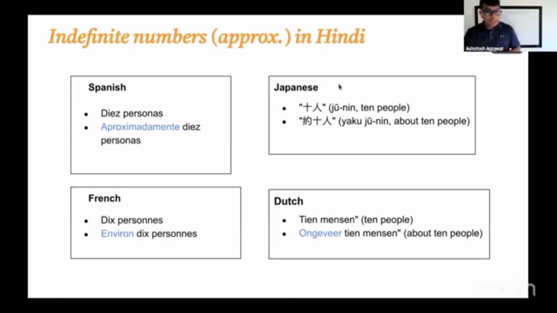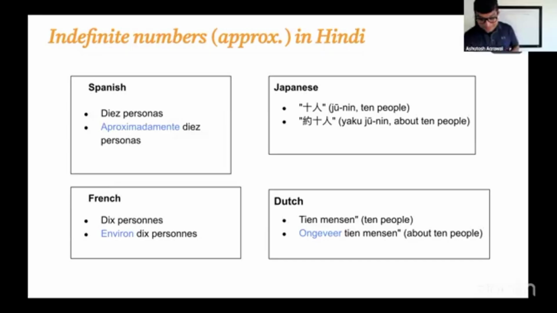Here's how some of the other languages use this concept. William G or Bill G, you want to tell us about Spanish? Bueno, 10 personas aproximadamente, 10 personas, pero algunos es some, algunas personas o unos. Yeah, wonderful. So this is giving the concept of approximation, right? About 10 people versus just 10 people.